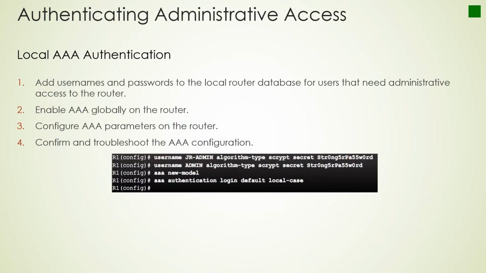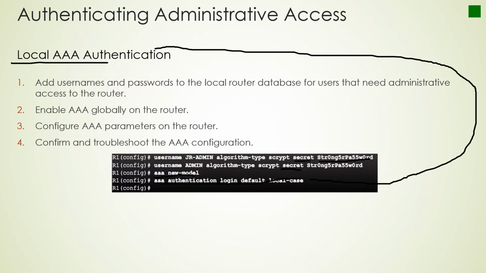So this is how we set up local AAA. We need to first set up a username, and then a password. We can apply an encryption mechanism for the password by using the secret command. And then to enable AAA, we type in aaa new-model and aaa authentication login default local. This is to say that the setup we want is a local AAA type of authentication.